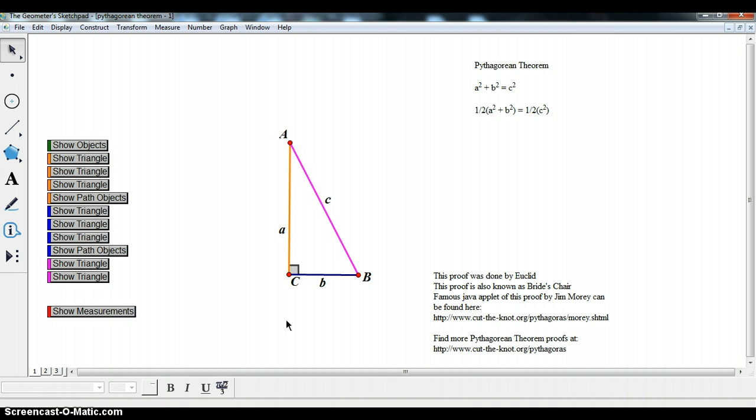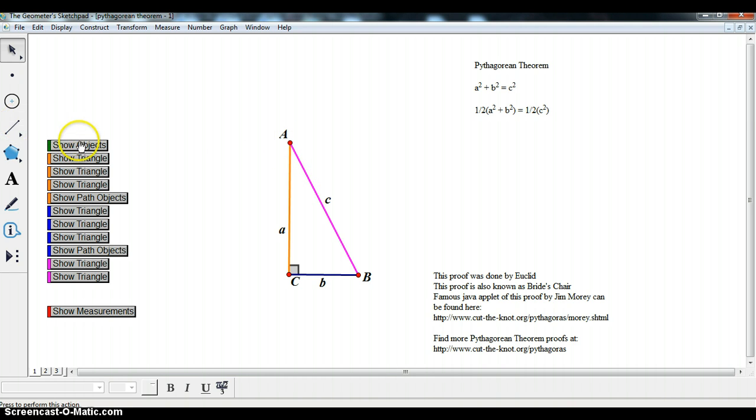So I'm going to show you some of the logic that's behind it using this proof that was done by Euclid. It's called the Bride's Chair, and if you go to this little link down here, there's an entire version of this proof, except it's a little bit more animated. I couldn't do it because I'm using Geometry Sketchpad. Alright, so we have our right triangle, and by the Pythagorean Theorem, we have a squared plus b squared is equal to c squared.